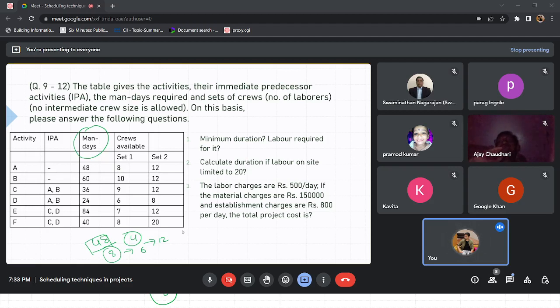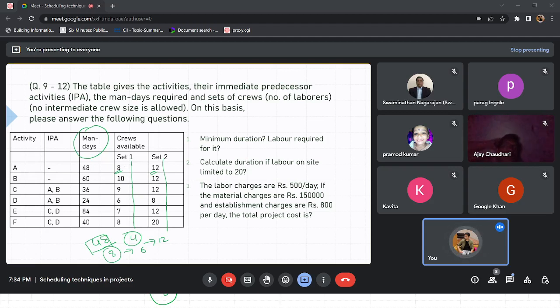But in this case, we will be going ideally. In this case, we have 2 sets already given. Either you can have a team of 8 workers for activity A, or a team of 12 workers. That actually brings the duration for each set; you can calculate the duration.